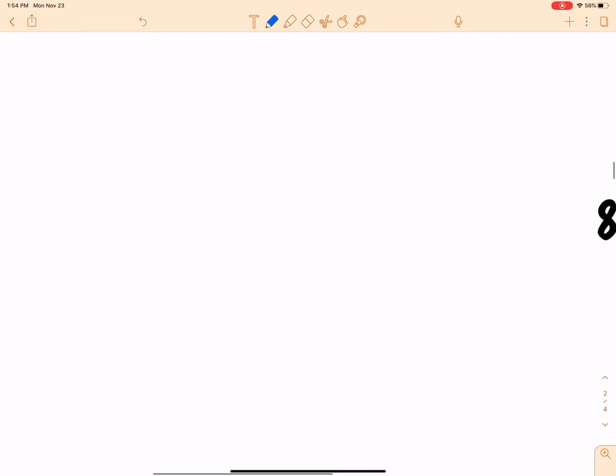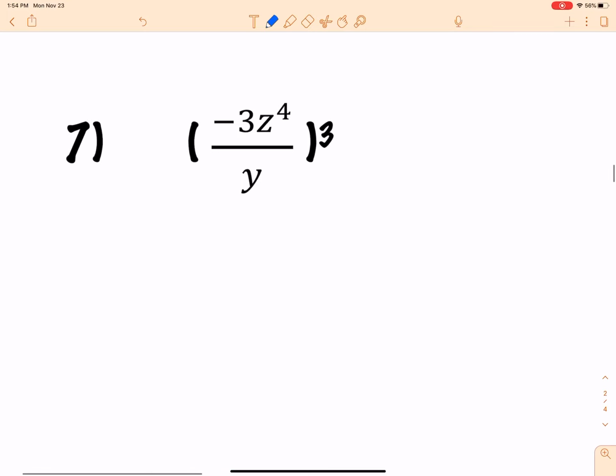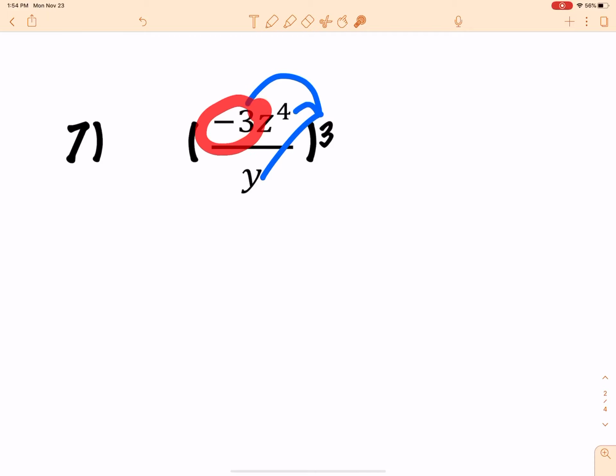Now number 7. Okay, again, that 3 exponent applies to the -3, to the z, as well as the y. And this is a case, again, where you guys assume the -3 is just going to move to the bottom because it's a negative number. It's not a negative exponent, so it's going to stay on top. So make sure you clarify that.